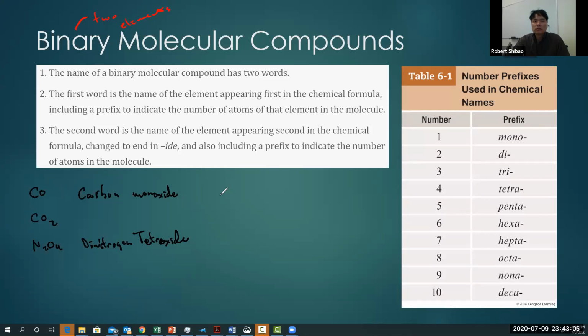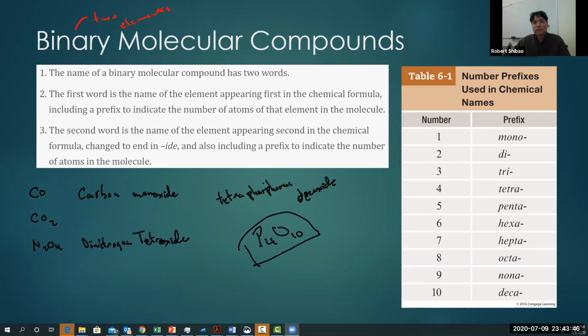What would the formula for this be? Tetraphosphorus decoxide. Well, tetra is 4, so it'd be P4. Oxide is O, and deca is 10, so P4O10. That would be tetraphosphorus decoxide. Good, P4O10. You got it.